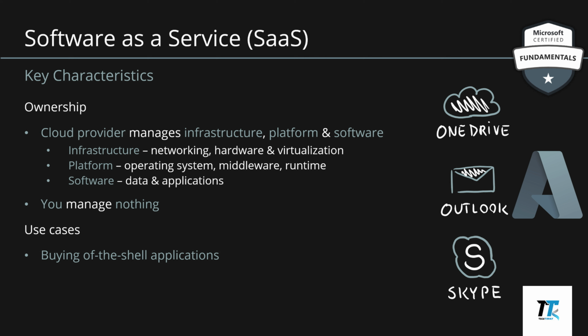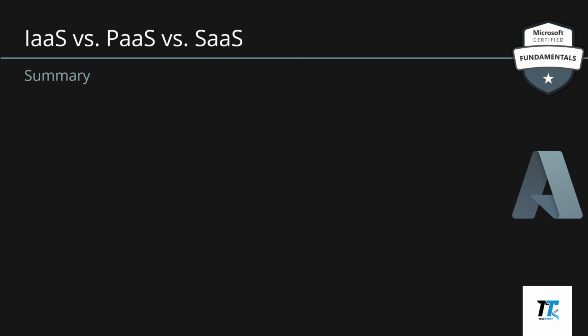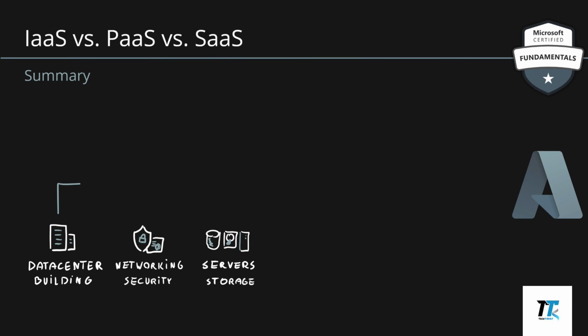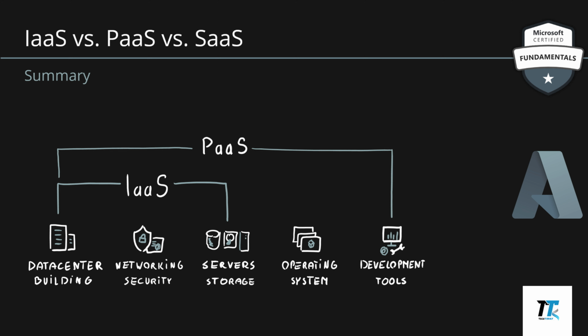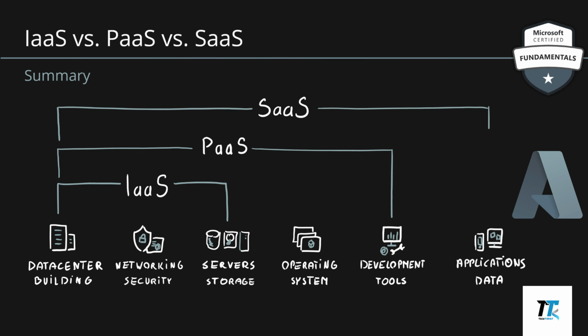I'll now summarize the differences between those service models, but from a little bit different angle. If you let the cloud provider manage the physical data center, buildings, networking, security, servers, and the storage, we are talking about infrastructure as a service. If that cloud provider additionally manages the operating system and the development tools, we are talking about platform as a service. But if that cloud provider additionally manages the applications and the data, we are talking about software as a service. Maybe this view will let you better understand the scope of responsibilities for each of those service models.